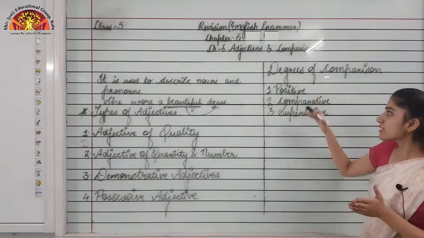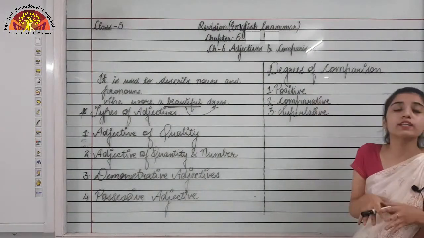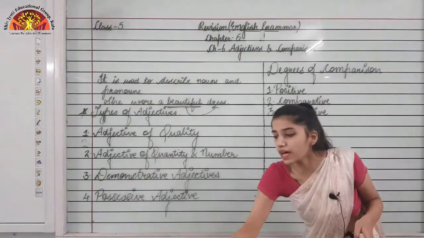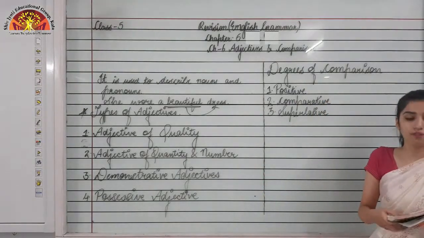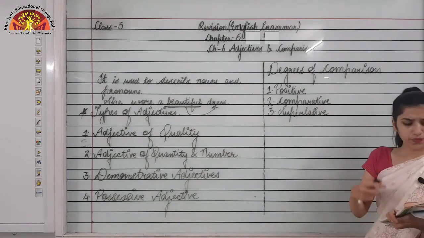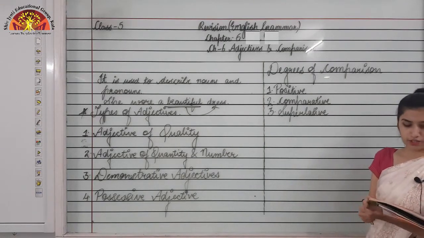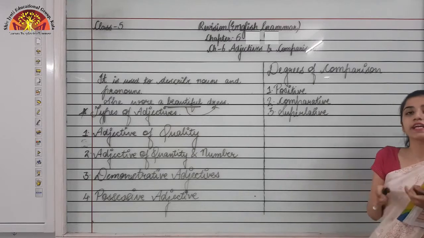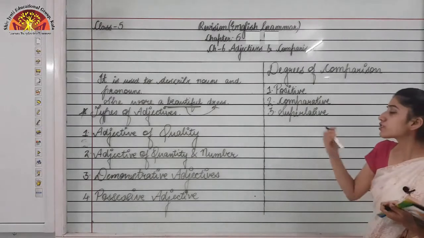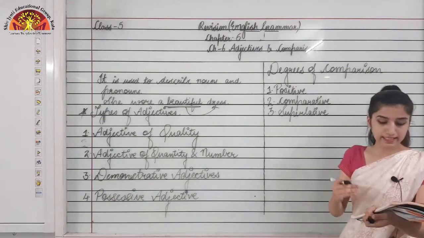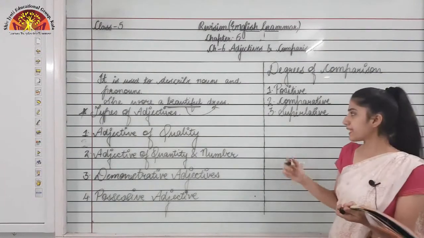Okay, now these are the 3 degrees. Now there are some ways to form these 3 degrees. What are these ways? You can find it on page number 27 of your book. There are various ways of forming comparative and superlative degrees. Some ways are written in your book, that is add er or est.